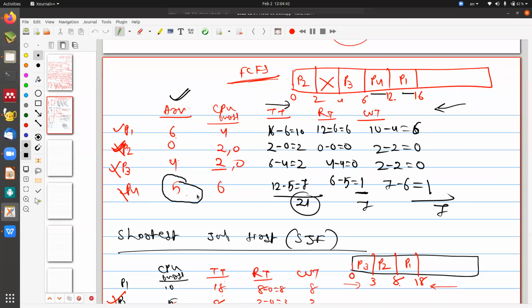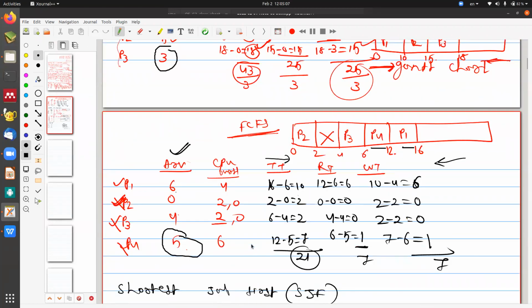Then we first studied that algorithms are basically of 2 types: preemptive and non-preemptive. Currently we are studying only the non-preemptive algorithms, where once a process enters the CPU, it can come out by itself, but nobody else can forcibly take it out of the CPU. Then we studied FCFS first.